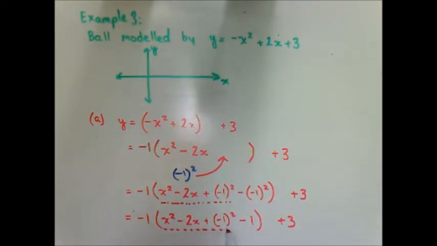We have our completed square trinomial, but I need to get this negative 1 outside of the bracket. How do I move this negative 1 outside of the bracket?